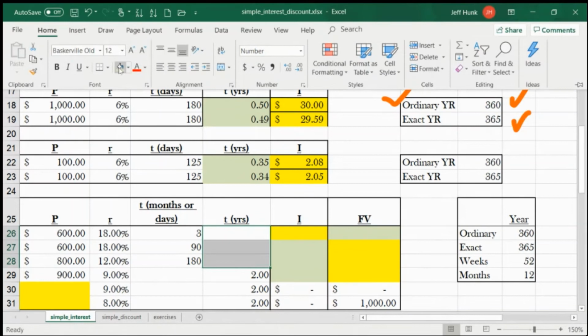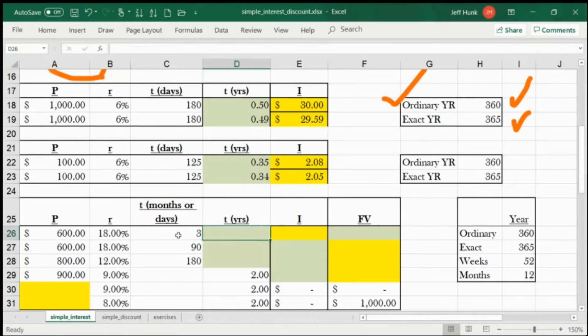So think about it. In this example, right?